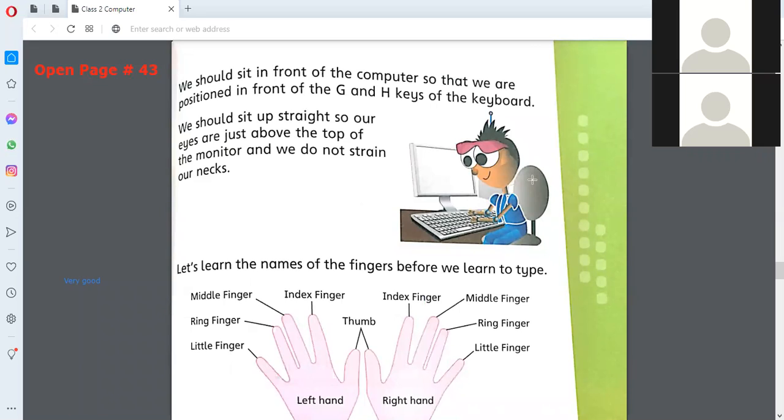Adam. Adam, can you tell me the spelling of left hand? Yes, sir. L, E, F, T, left, H, A, N, D. That's good, Adam. That's good.